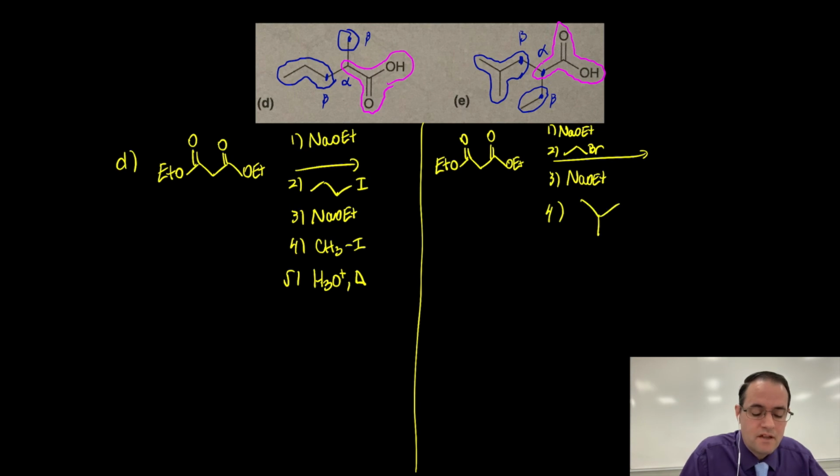Okay. And we would want to add this alkyl halide, okay, with that branching there. Then we would add H3O plus, heat, we get the product.